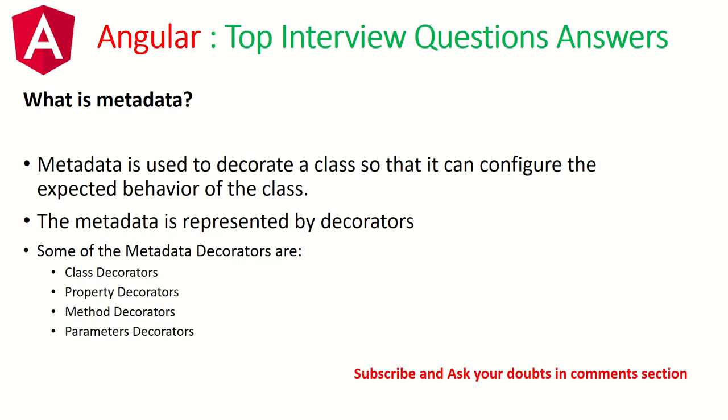Now, what is metadata? Metadata is used to decorate a class so that it can configure the expected behavior of the class. There are four different types of decorators or metadata that you can use. First is class decorator, property decorator, method decorator, and finally parameter decorator. We will see all of them in detail in the next questions. But for now, understand that metadata is used to decorate a class, and it is represented by decorators.